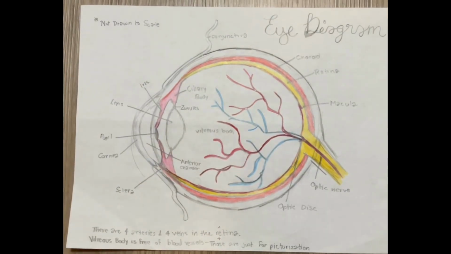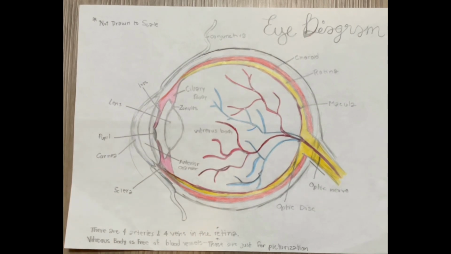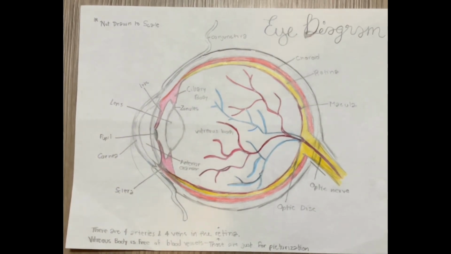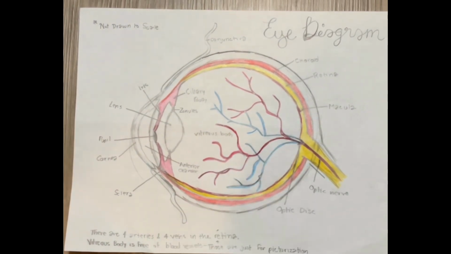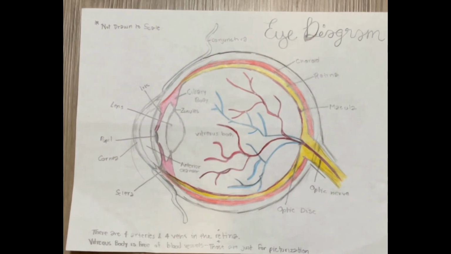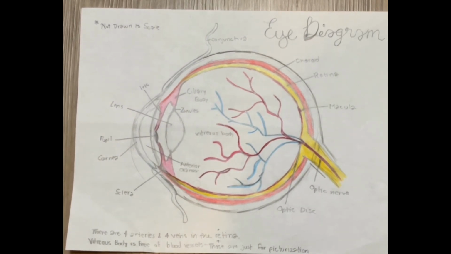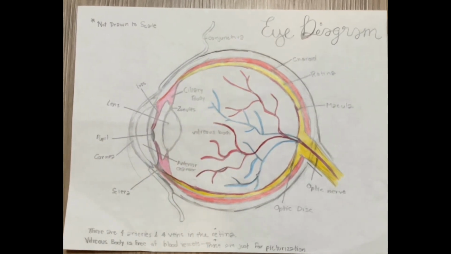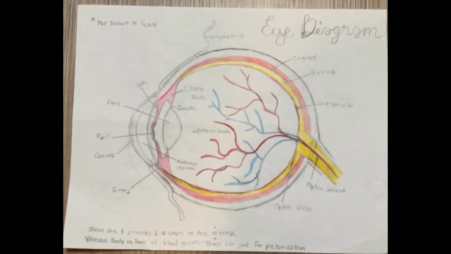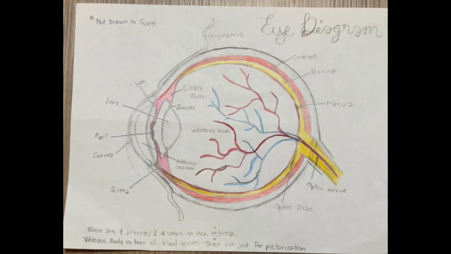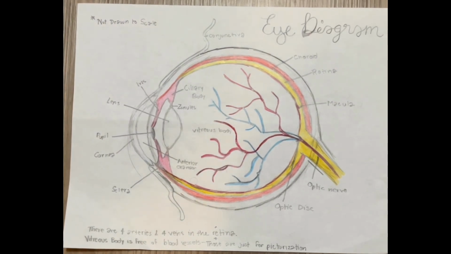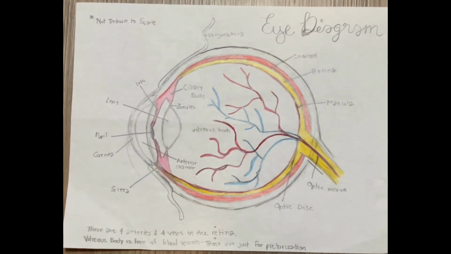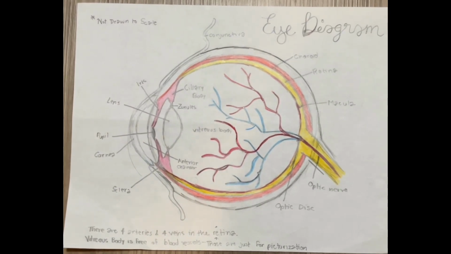Now let's talk about the retina. The retina is the inner sensory membrane of the back of the eyeball. It has 10 layers and it contains photoreceptor cells, that is, rods and cones. The cones are responsible for day vision and the rods are responsible for night vision. The cones are also responsible for color vision.